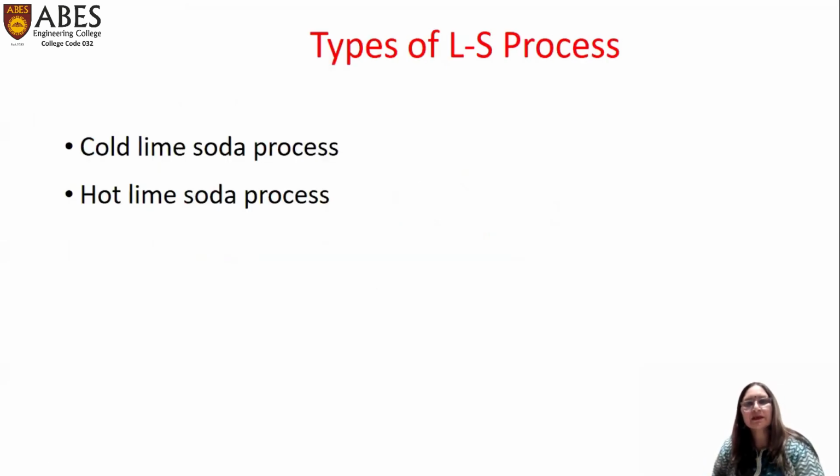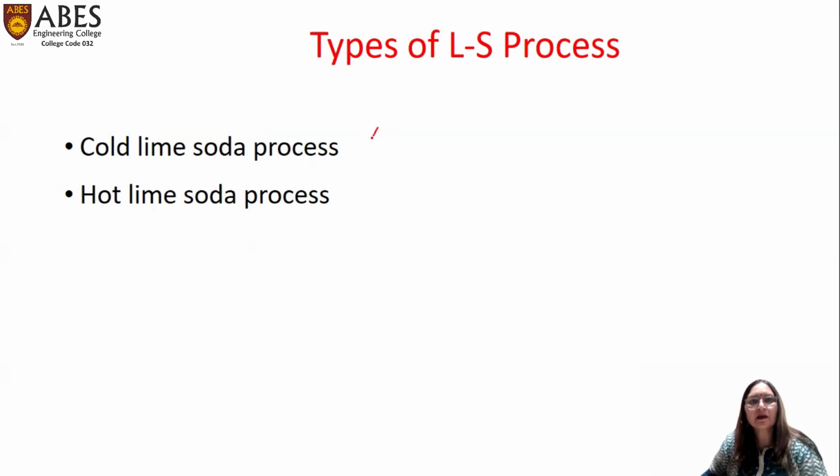Now I am going to discuss types of lime soda process. They are of two types: cold lime soda process and hot lime soda process. Cold means at room temperature. To speed up the precipitation, we add some coagulants, because at room temperature fine precipitates are obtained and they do not settle down easily and cannot be filtered. For this, we add some coagulants like aluminum sulfate and sodium aluminate.